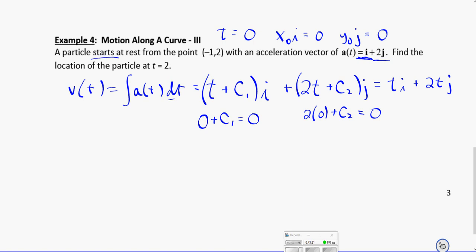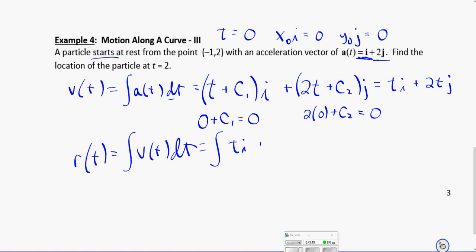Remember, I'm just integrating the coefficient on i with respect to t and then multiplying by i. I'm integrating the coefficient on j and then multiplying by j. So the position vector is the integral of the velocity vector with respect to t. In other words, I'm going to integrate that ti plus 2tj.